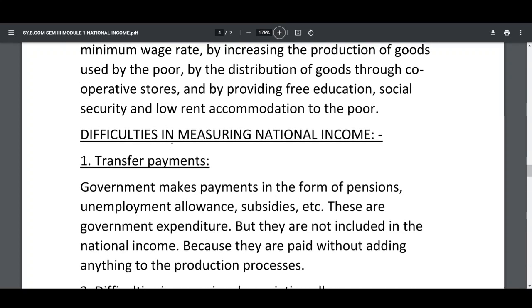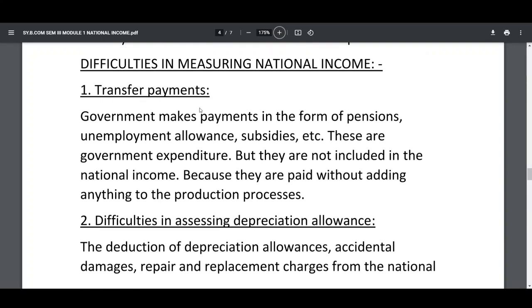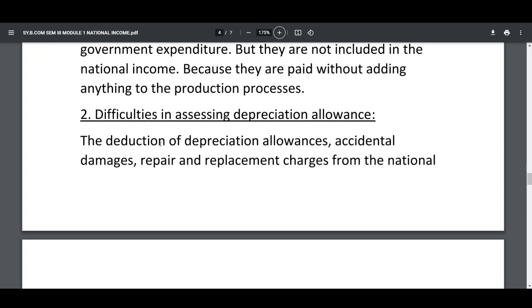Now, what are the difficulties in measuring national income? First, transfer payments. Government makes payments in the form of pensions, unemployment allowance, subsidies, etc. These are government expenditure, but they are not included in the national income because they are paid without adding anything to the production processes. Second, difficulties in assessing, means measuring, depreciation allowance.